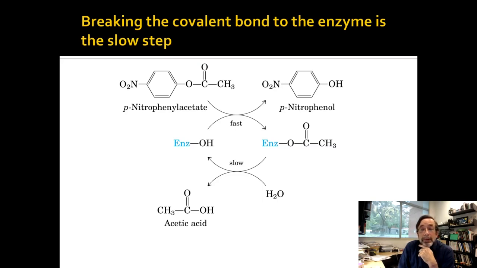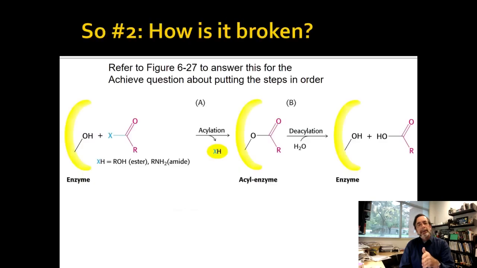Then you have to regenerate the enzyme before you can use it again. And so they developed other experiments. When the enzyme is regenerated, it produces acetic acid. So I think they did work with pH where they measured the acetic acid coming off, and they found out that was the slow step. So eventually there's a bond that gets broken. So how is it broken?